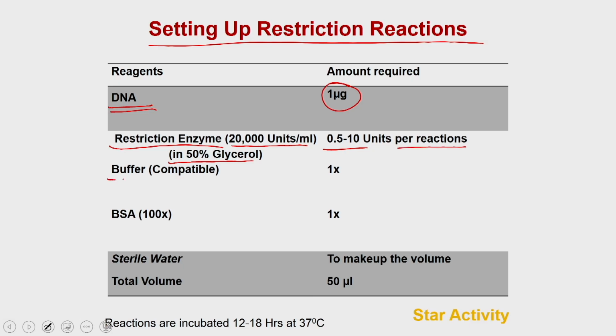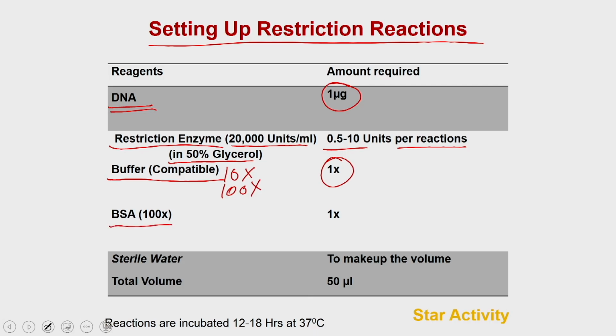Then they also provide a buffer, in which this particular restriction enzyme is going to give the best activity, that you have to add as 1x. The buffer you are going to get is either 10x or 100x. So, depending on the composition of your buffer, you can add the buffer accordingly to make it 1x.